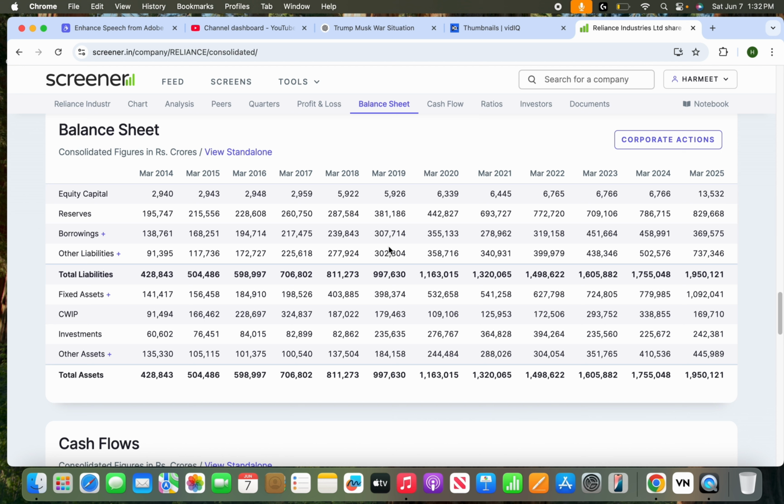Now the last ratio is the debt to equity ratio. Revisit this here. Is the company taking on too much debt or not? It should be low for a healthy company.